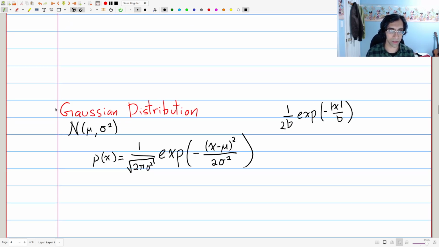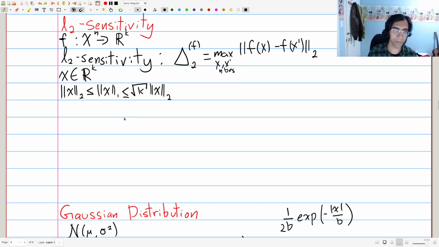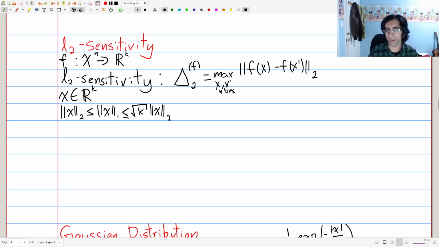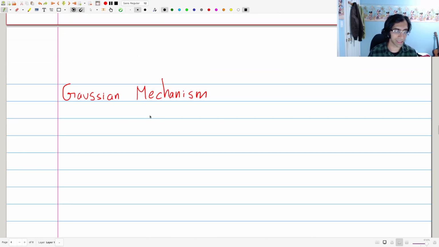With the two notions we have here, the Gaussian distribution and the L2 sensitivity, we're ready to talk about what the Gaussian mechanism actually is. And if you've been paying attention, you'll probably guess that based on the name Laplace mechanism, which adds Laplace noise, here instead we're going to add Gaussian noise. So here is the definition of the Gaussian mechanism as follows.